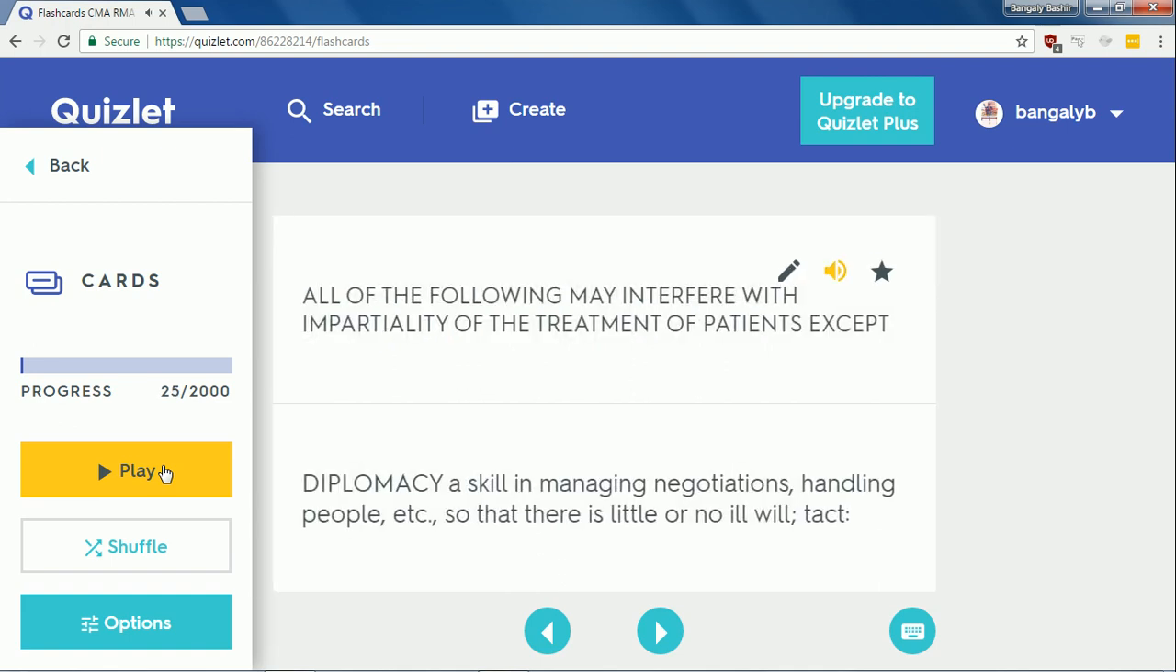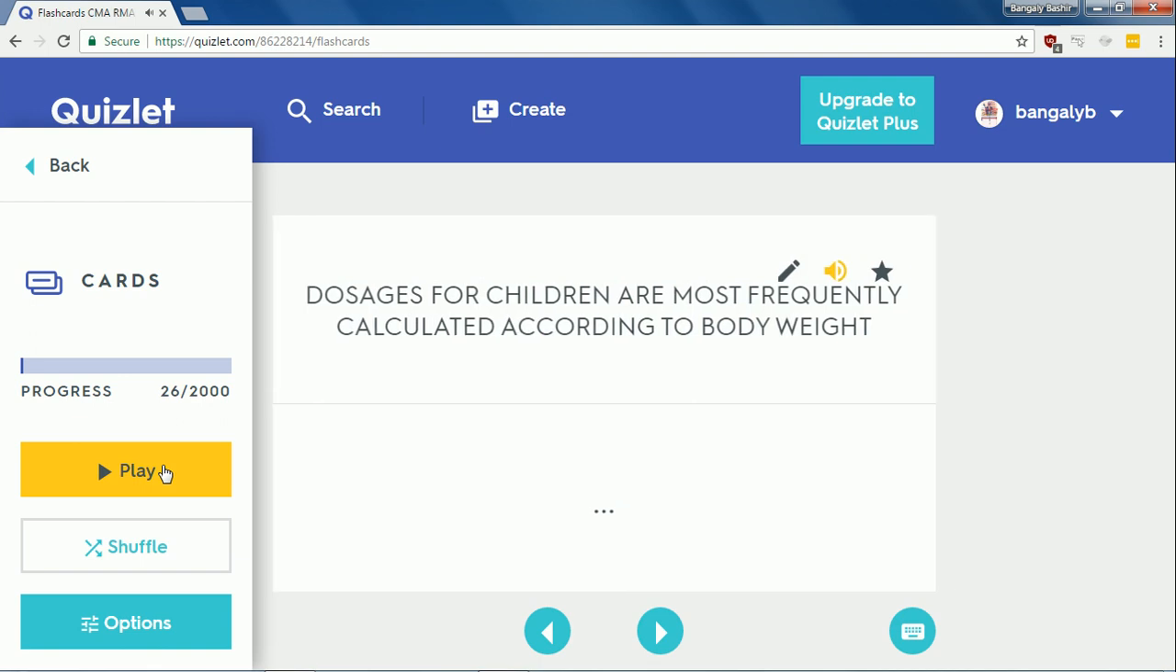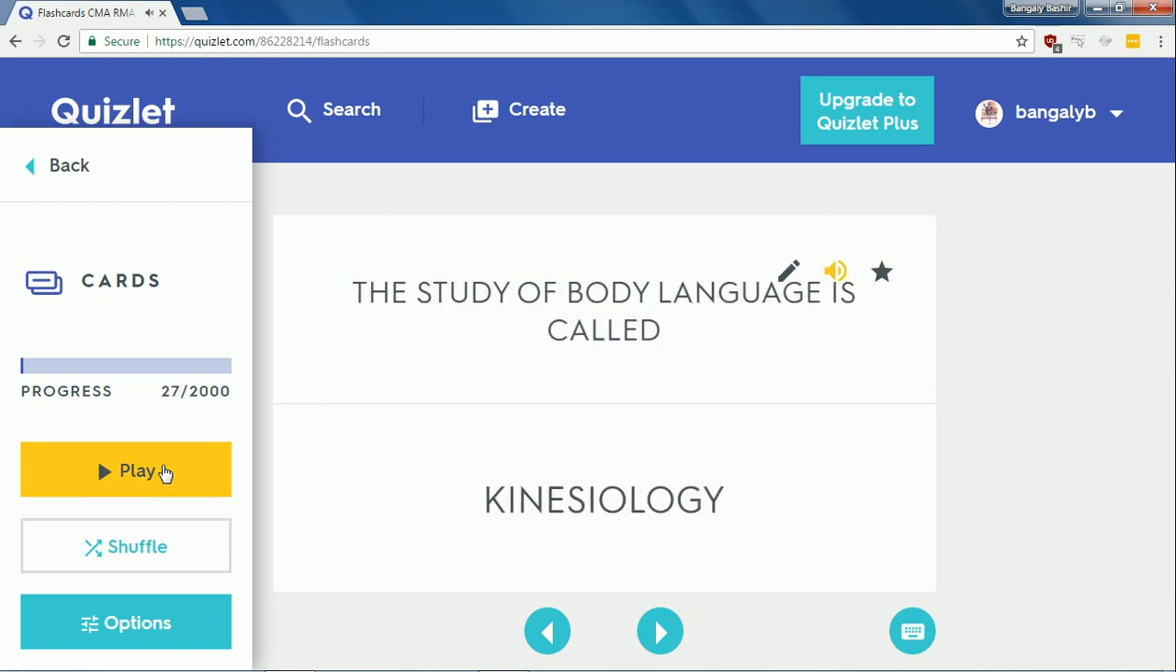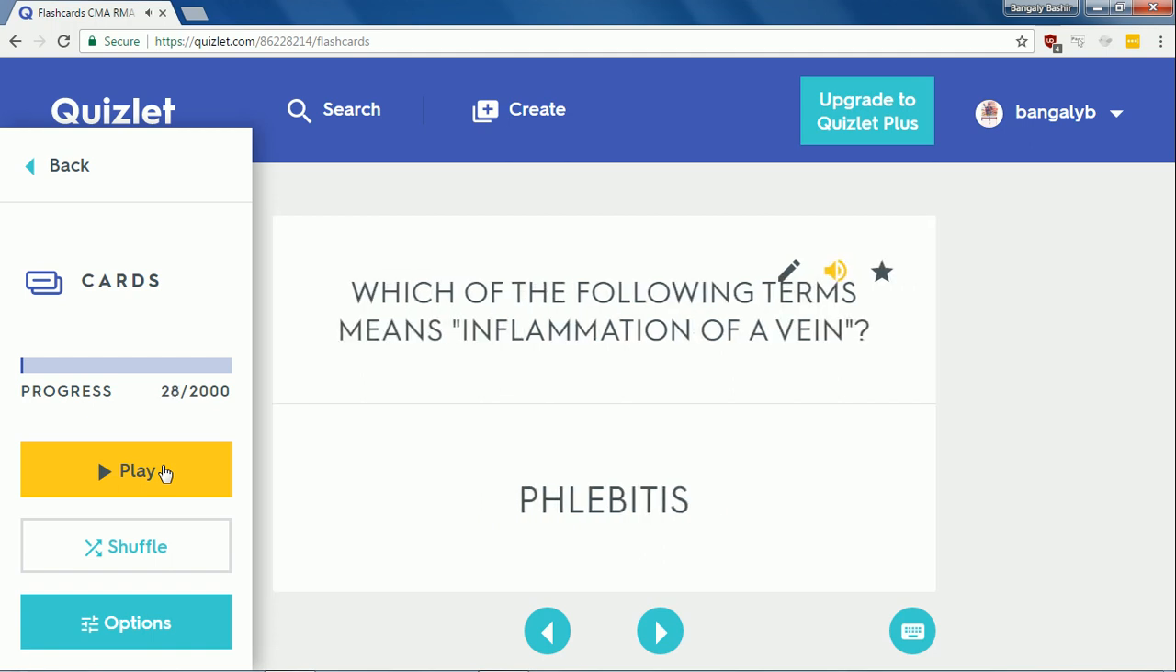All of the following may interfere with impartiality of the treatment of patients except diplomacy, which is skill in managing negotiations, handling people, etc., so that there is little or no ill will; tact. Dosages for children are most frequently calculated according to body weight. The study of body language is called kinesiology. Which of the following terms means inflammation of a vein? Phlebitis.